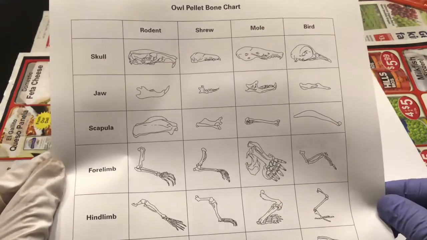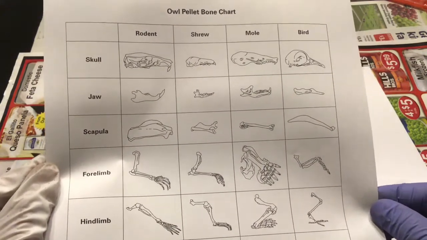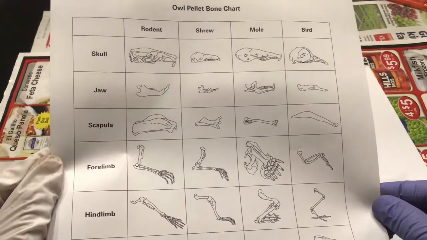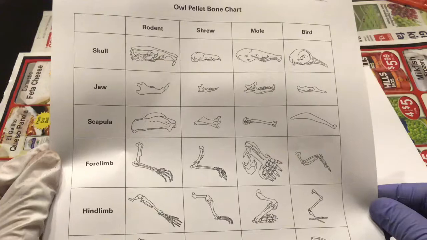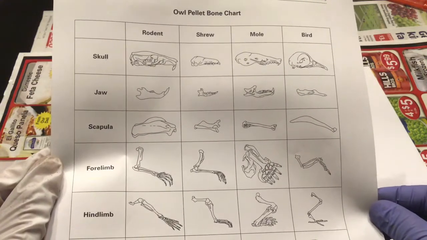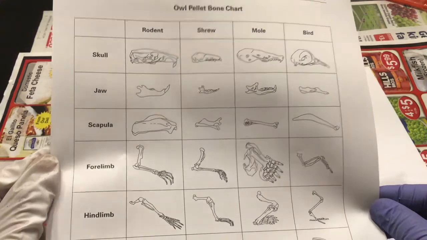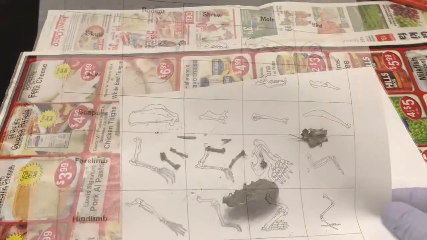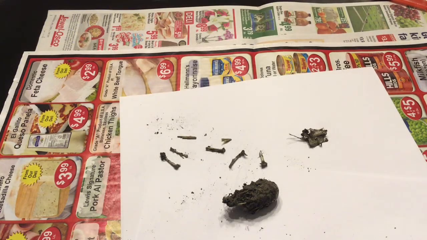You can pause the video now to draw the bird's skull, the bird forelimb, and the bird hind limb in your chart. After you're finished drawing the bird's skull, forelimb, and hind limb, you can finish the other 2 pages of the investigation.